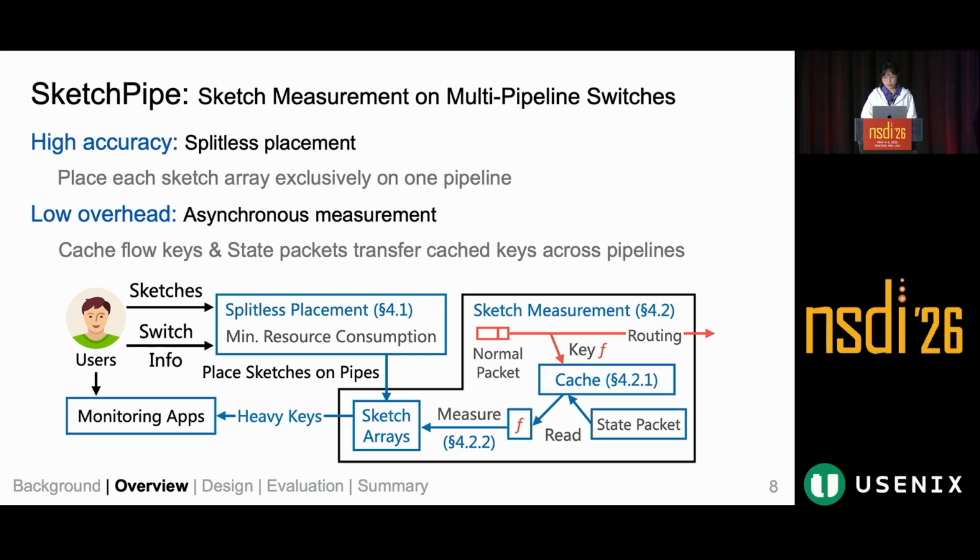However, splitless placement creates a new challenge. If a packet arrives at a pipeline that does not contain all sketch arrays, how can those remote arrays still observe the packet's flow key? SketchPipe uses asynchronous measurement. Normal packets are processed normally. It only caches their flow keys and then uses synthetic state packets to transfer those cached keys to remote sketch arrays via internal recirculation bandwidth.